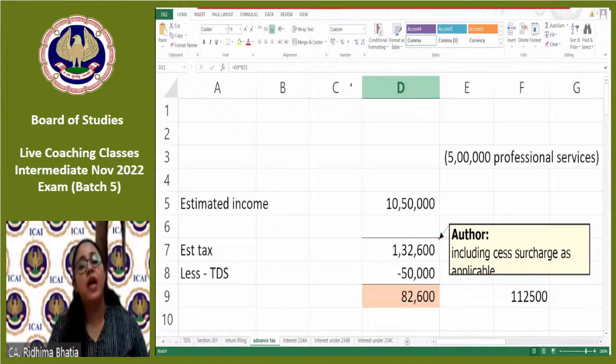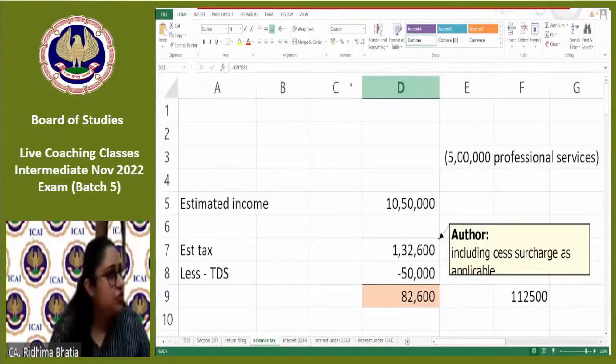Senior citizen not having PGBP income. So if you're a resident senior citizen and do not have any PGBP income, you will not be required to pay advance tax, even if the estimated tax liability is 10,000 or more. Okay? Clear?